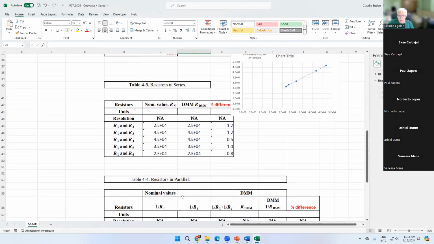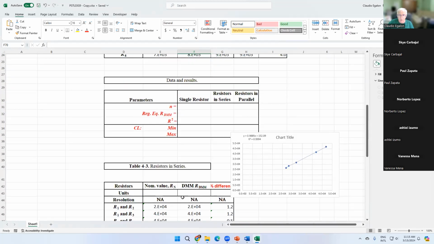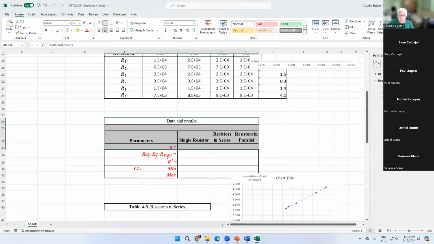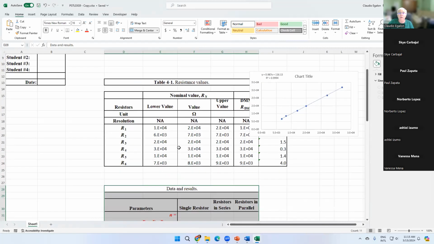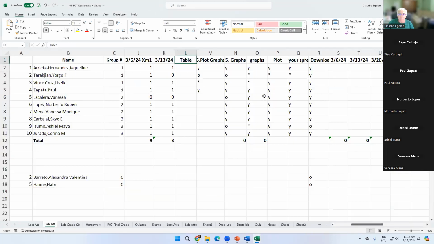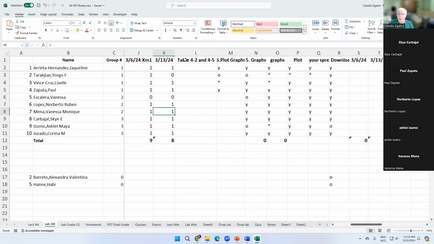I didn't put a number to this table. Let's see. 4-1 and 4-5. Fill up table 4-1. No, 4-2, right? And 4-5. Tables.